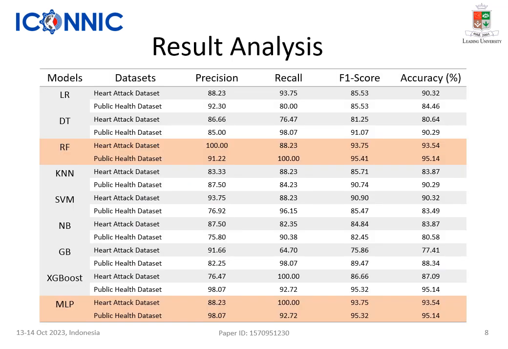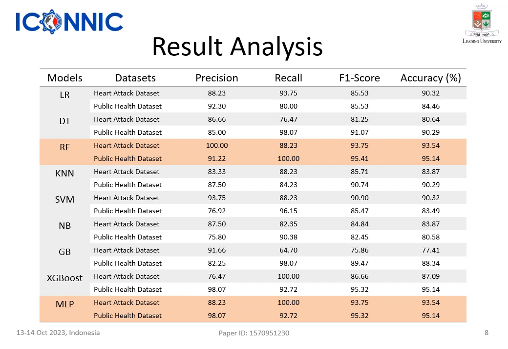Here is an overall performance table of all machine learning models. From the table, it can be seen that our proposed models, surprisingly random forest and multi-layer perceptron, perform with the highest overall accuracy on both datasets, 95.14% on the public health dataset and 93.54% on the heart attack dataset.